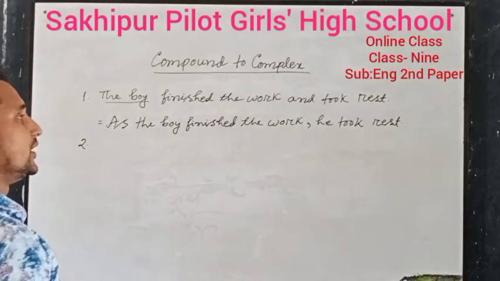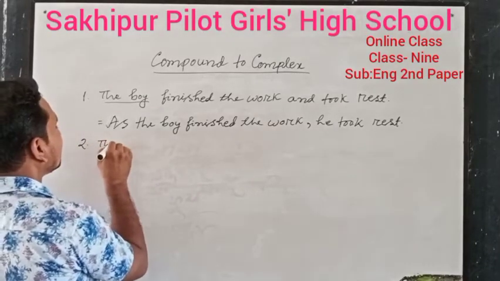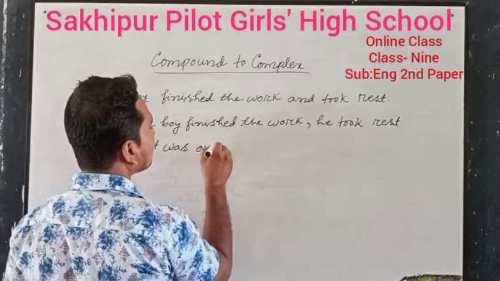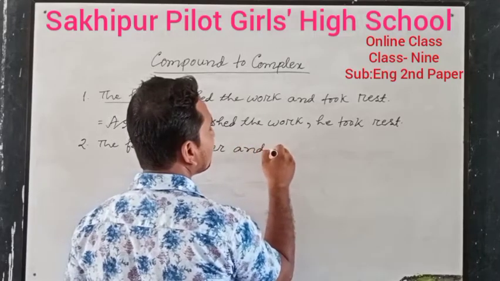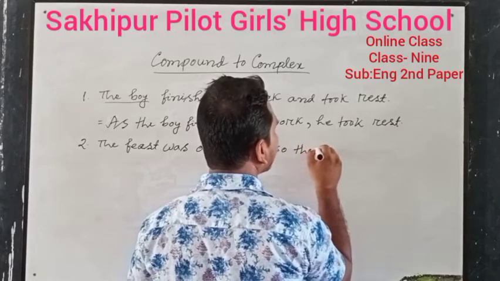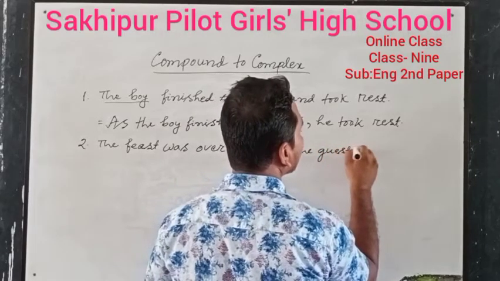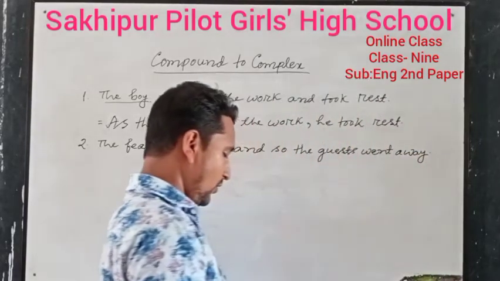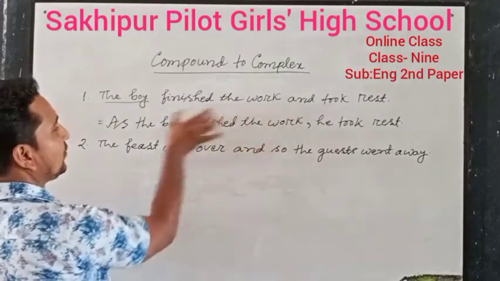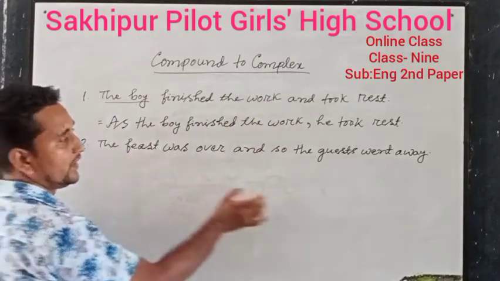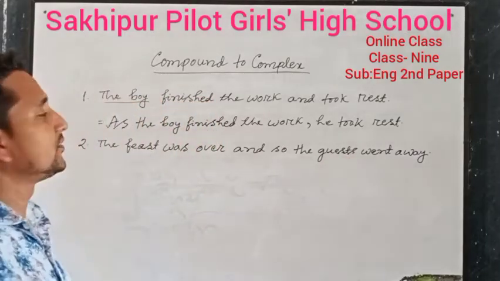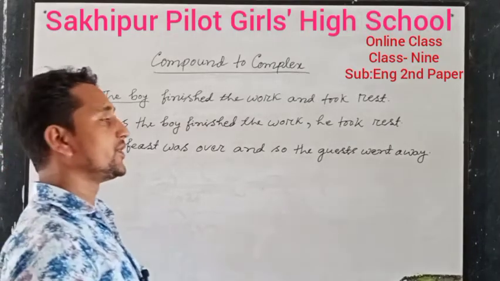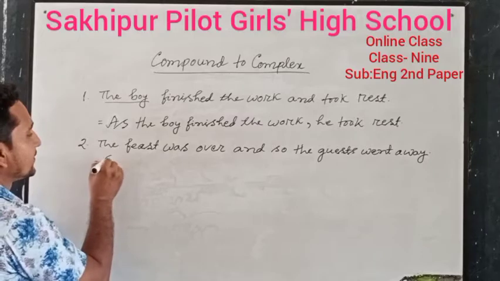If the subjects are different between the two clauses, suppose: the feast was over and so the guest went in. What is the difference between the two examples? Here the subject is only one, and here the subjects are different, the feast and the guest. Here, the feast was over indicates the reason for the action, so you have to use since or as.